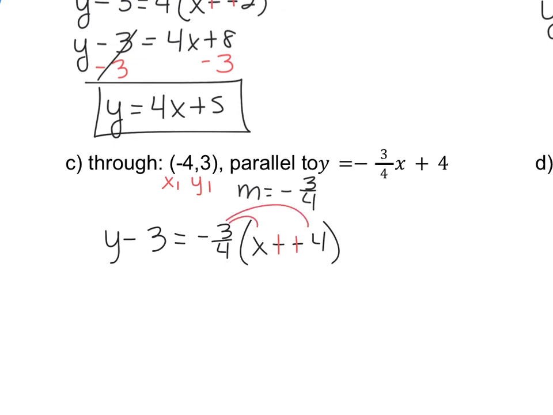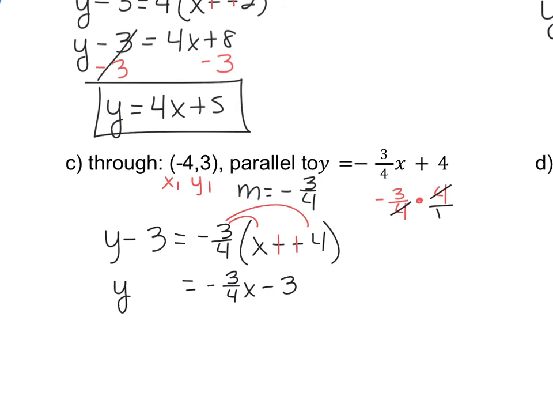Go ahead and distribute those. So I have -3/4 x. Okay, if you are not great at fractions, use a calculator. Okay, but I'm just gonna work it out over here on the side. So -3/4 times positive 4. You can put over 1 if you want. So that and that cancels, right? So you just have -3. Again, if you're not great at fractions, just use a calculator. I don't care.